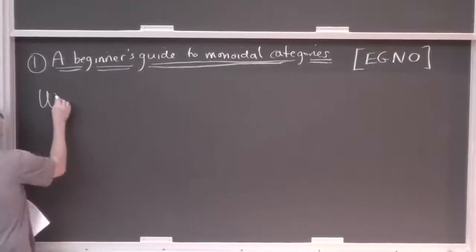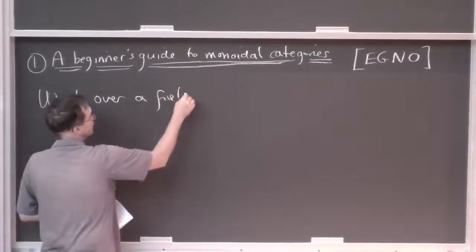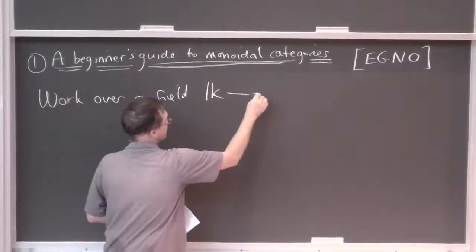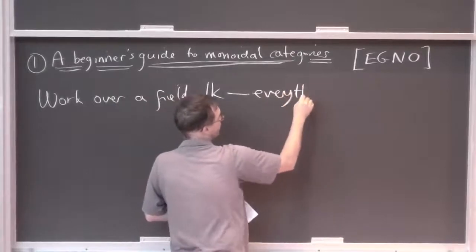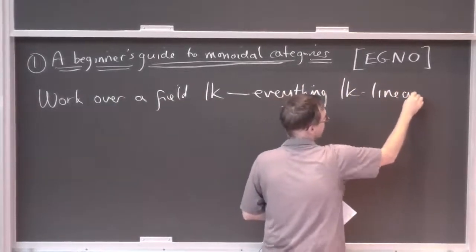Okay, so always I'm going to work over a field K, and everything will be K-linear. I won't even say the word K-linear ever again.